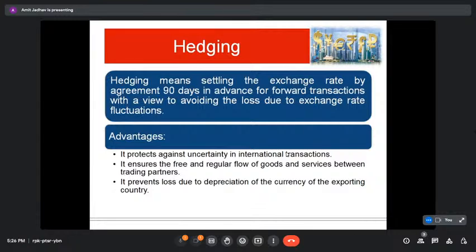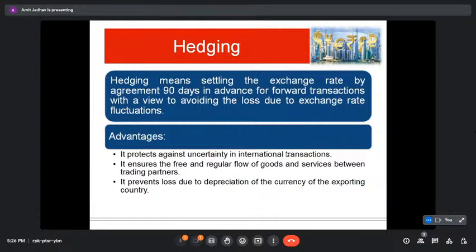So what are the advantages of that particular transaction? It protects against uncertainty in international transactions, because if we have a free exchange rate, the exchange rate fluctuates continuously, and if we have quite a large fluctuation, it may create some losses in the future.